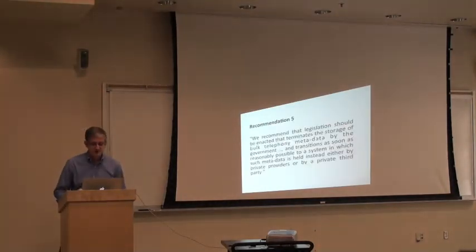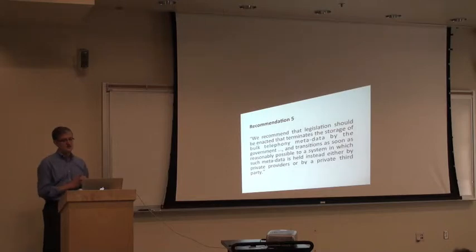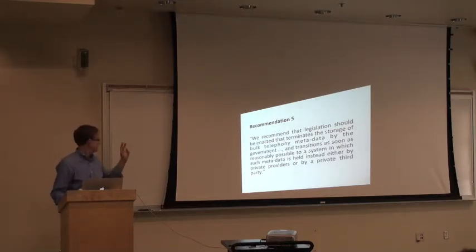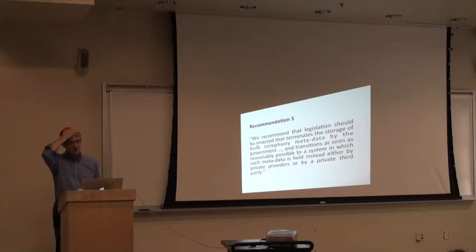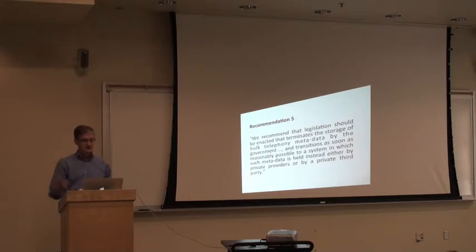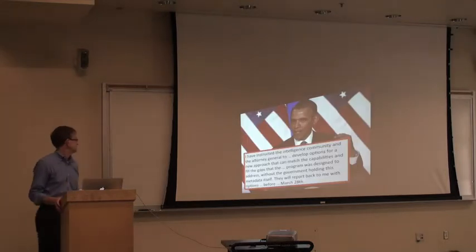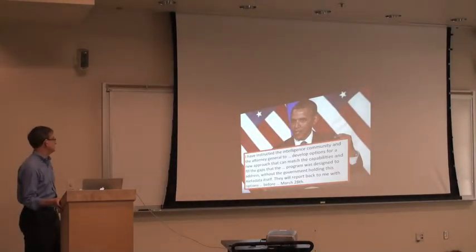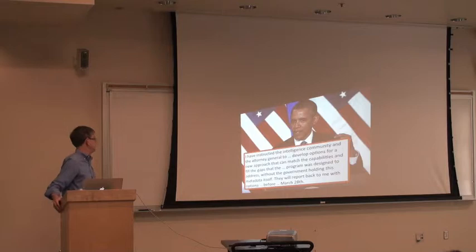Let me move on to the second part of the analysis and talk, pretty briefly, about possibilities for reorganizing the data. This, again, is recommendation 5 from the President's review panel. It says we want to transition as soon as possible to a system in which the metadata is held not by the government but by some private party. The President in his speech instructed the intelligence community and attorney general, a bunch of lawyers, to develop options for a new technical approach to match capabilities, et cetera, without the government holding this metadata itself, and they're supposed to report back by March 28th.